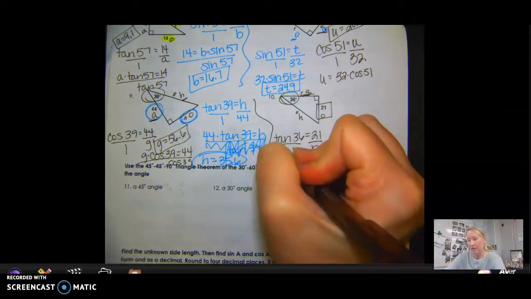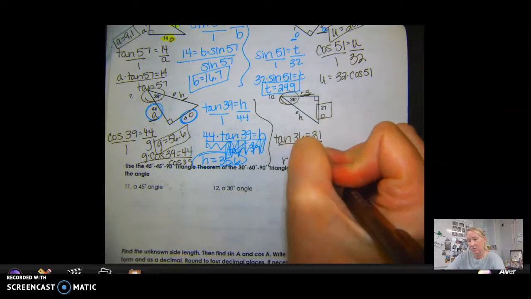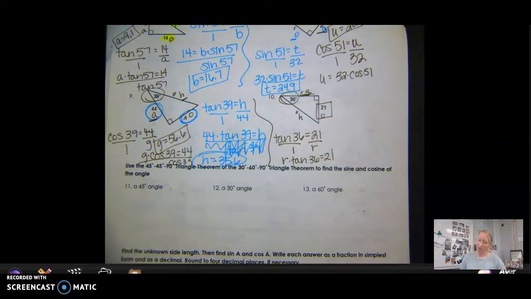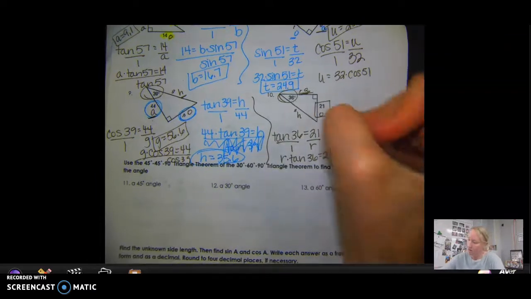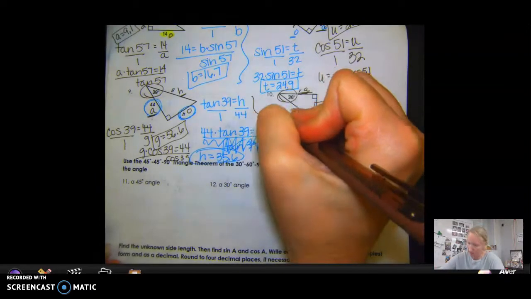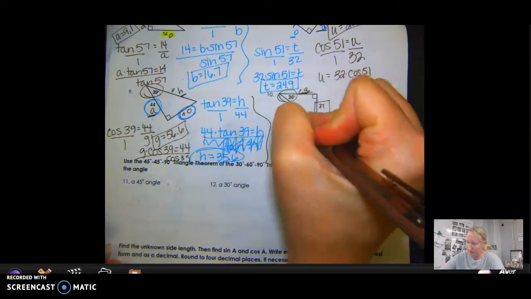Cross multiply, I get R times the tangent of 36 equals 21. Divide by the tangent of 36 on both sides. And I get R equals 28.9.